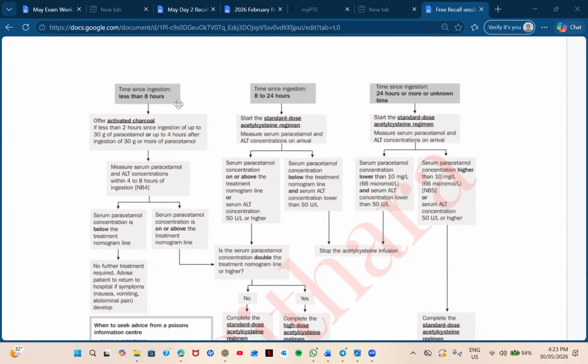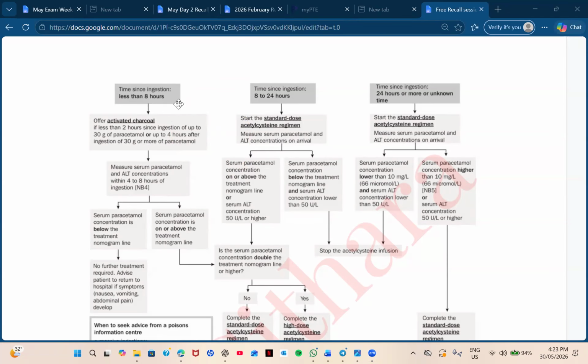So you have to measure the serum paracetamol level and ALT concentration within 4 to 8 hours of ingestion. Then you have to plot the serum paracetamol concentration in the nomogram. Let me show the picture here in the TG. Okay, this is the nomogram, and in this nomogram we have the treatment line.